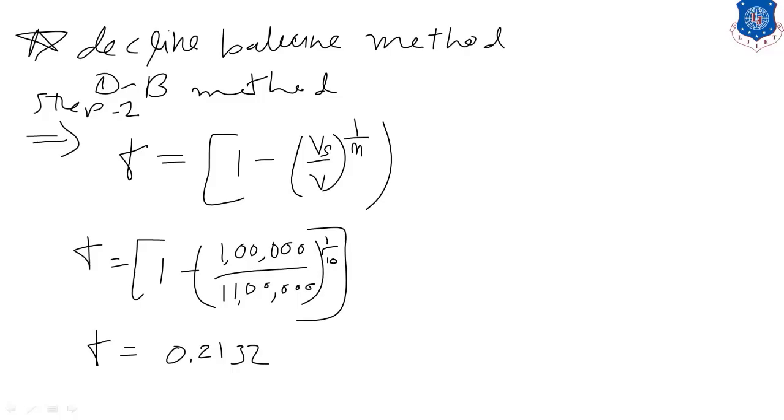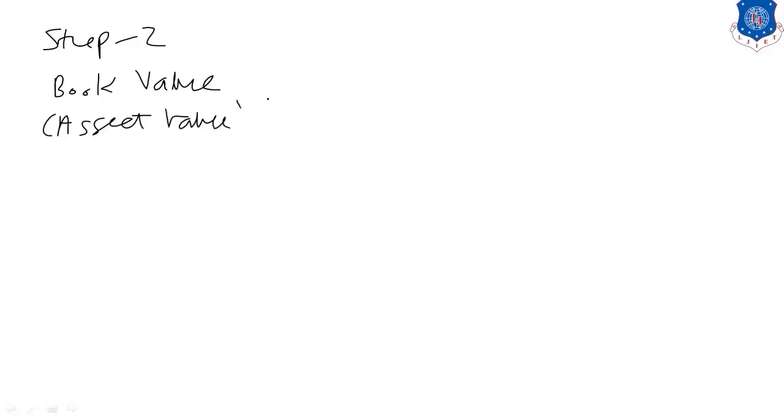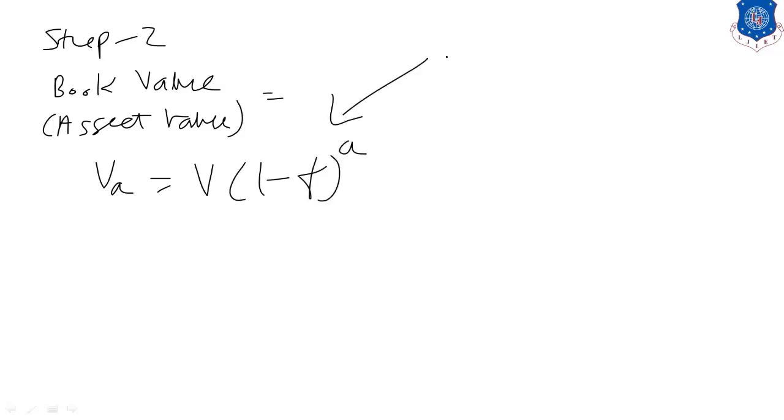Now let's go to step 2 for this declining balance method, in which we have to find the book value or asset value. Book value and asset value are both the same. So let's find that book value, which is given by VA equal to V into (1 minus f) raised to A. This is the equation for book value for the declining balance method.